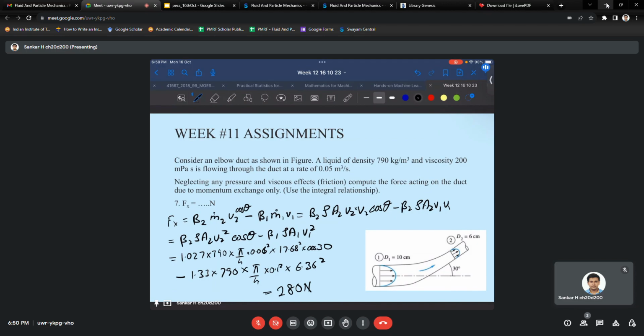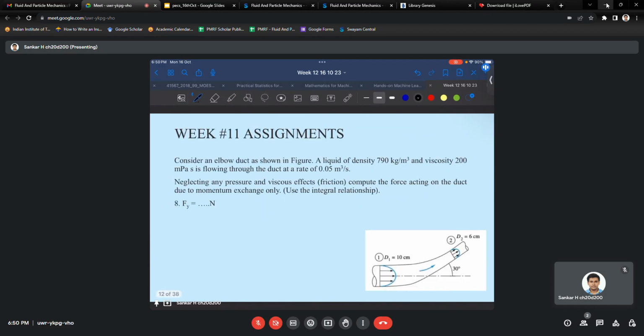Yeah, all right. Sorry for the long interval. Let's move on to the next question, where we have to find the force in the y direction. The y force is basically the sine component of this part alone, and the inlet does not contribute to any force in the y direction. So it will be B2 times A2 times rho V2 square sine theta, which is basically B2 times M2 dot times V2 times sine theta.